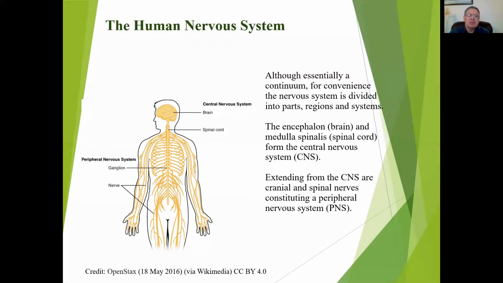Now, although essentially a continuum, for convenience, the nervous system is divided into parts, regions, and systems. So the brain and spinal cord form the central nervous system. So that's obviously something most people know. And then extending from the central nervous system is the peripheral nervous system, abbreviated PNS here. So you can see all the nerves extending from the spinal cord here.